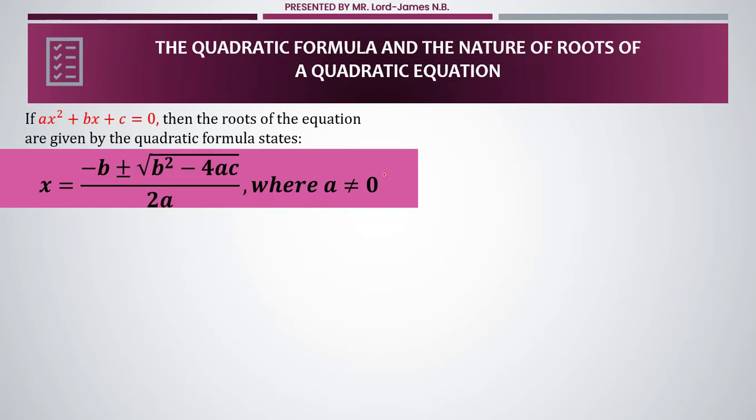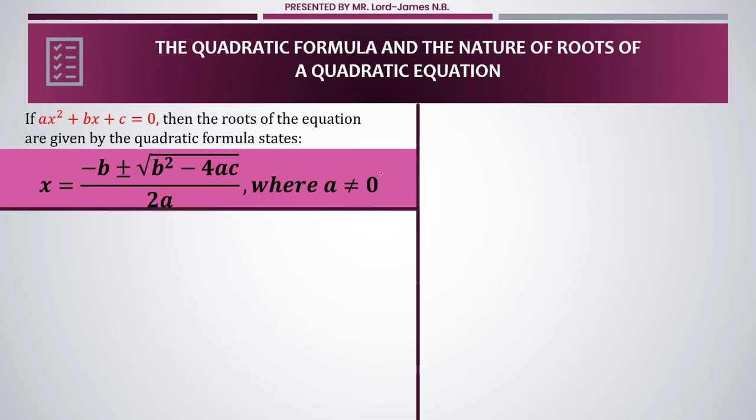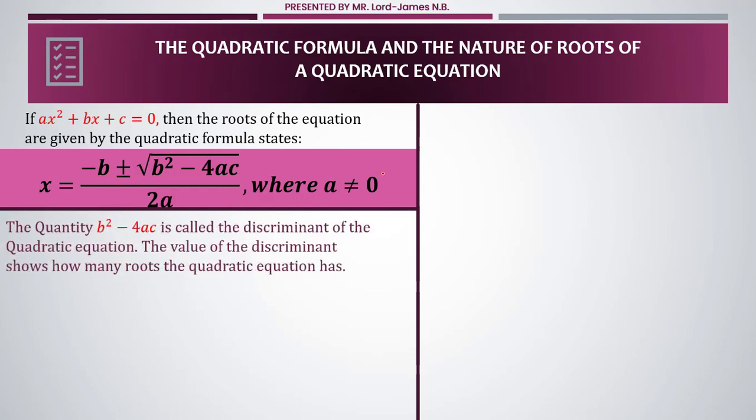If a is equal to 0, that equation will be undefined. So we get this. The quantity b squared minus 4ac is called the discriminant of a quadratic equation. So the value of the discriminant tells us the number of roots which an equation can have. So there are conditions imposed on this discriminant. So what are those conditions?